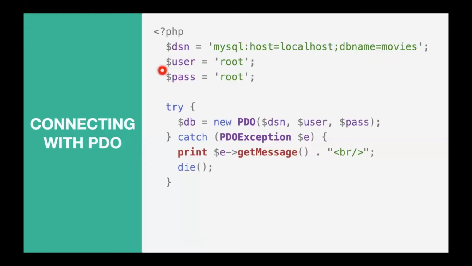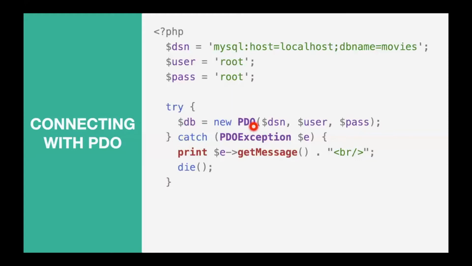Now, I've also created variables for my username and password, which is root. This is our default username and password for our local database. And then here is our try catch block. The way the try catch block works is that if any lines inside of the try block throw an error or an exception, it will be caught by the catch block.